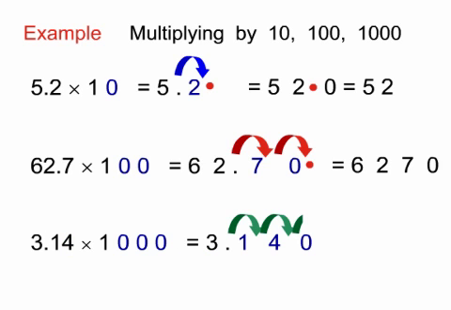Finally, let's move 3.14 times 1000. Here we've moved the decimal point three places to the right because we have three zeros. 1000 has got three zeros. So the answer is 3140.